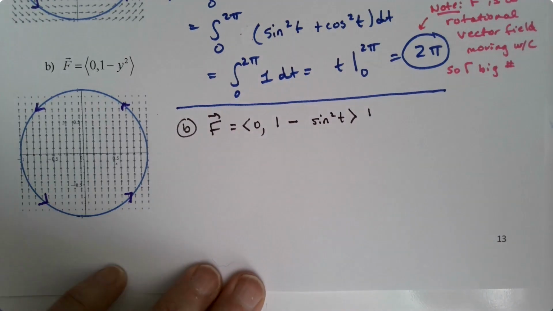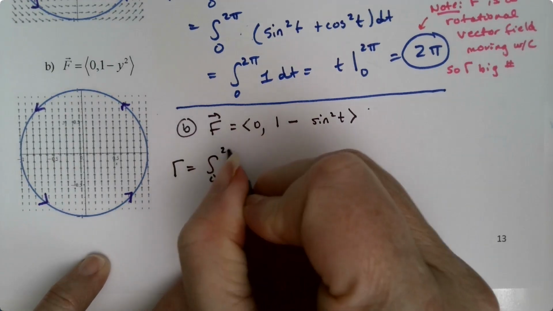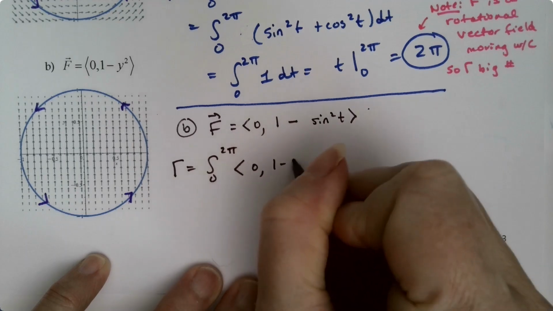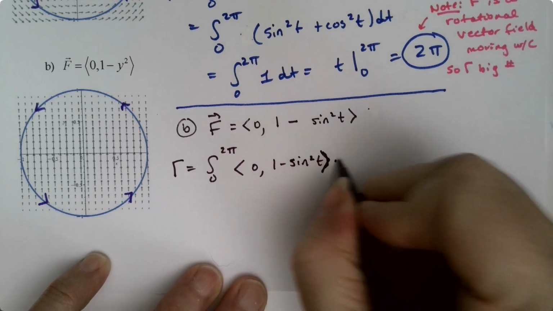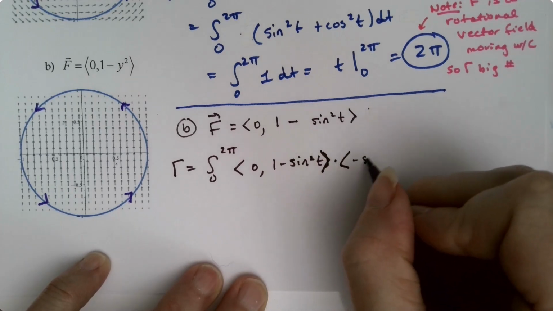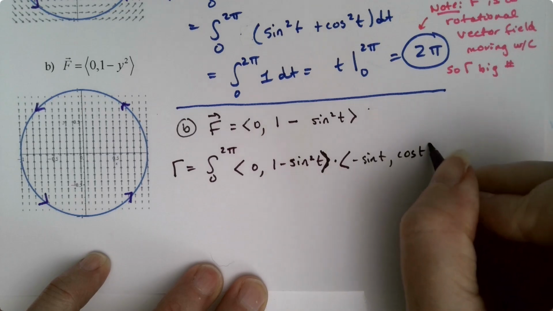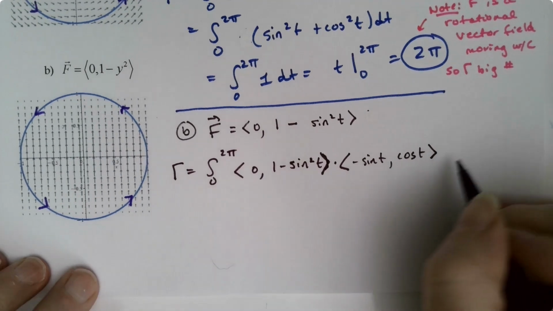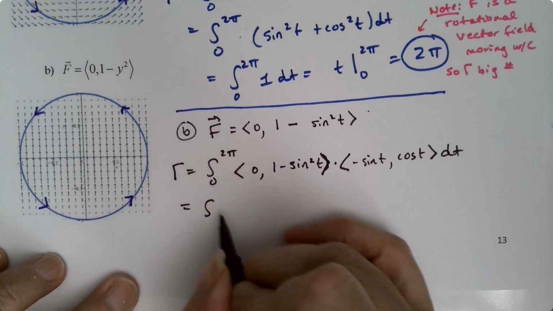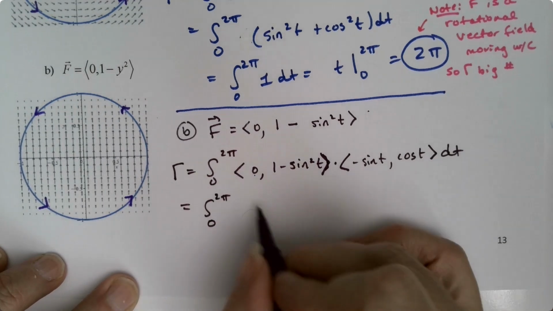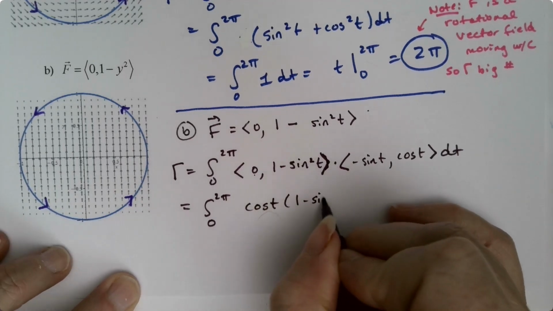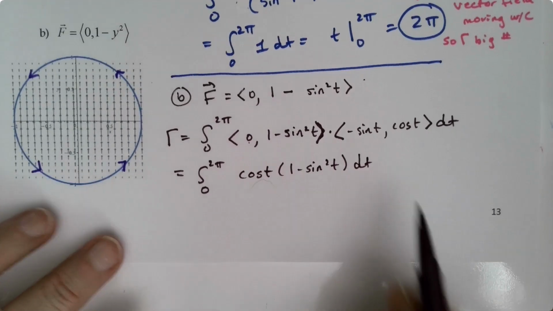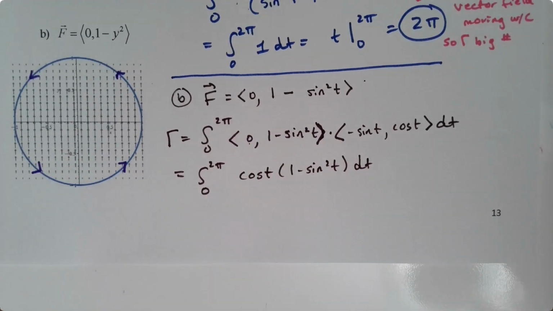Okay. So now for the circulation, we want the integral from 0 to 2 pi of the vector 0, 1 minus sine squared t, dot product with r prime, which was negative sine t, cosine t, dt. When we dot product that, 0 times that is 0, so it's 1 minus sine squared t times cosine of t. And we're just going to make Maple do that.